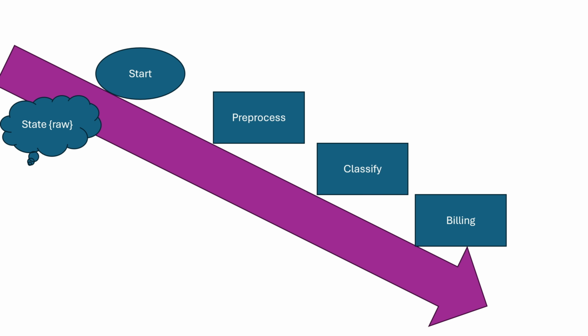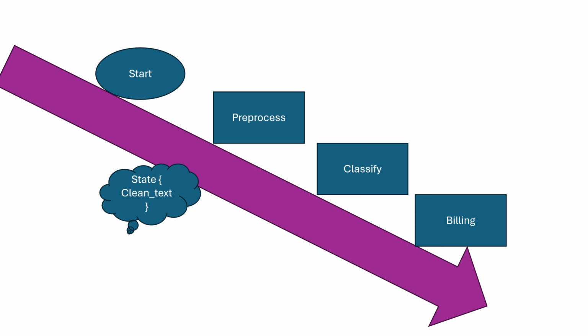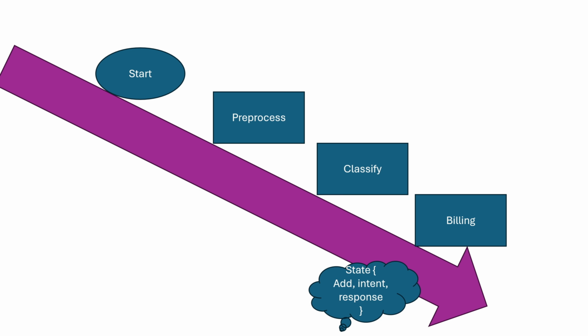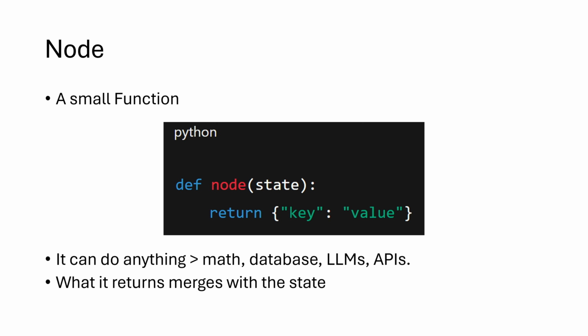In our example, first we get some raw text from the user. Our preprocess node cleans the text, that is, it just removes extra spaces from the input. Then we decide what to do with the text. Let's say we decide to send it to the billing agent, and after the billing node is executed, the response is sent to the user. A node is a plain function.